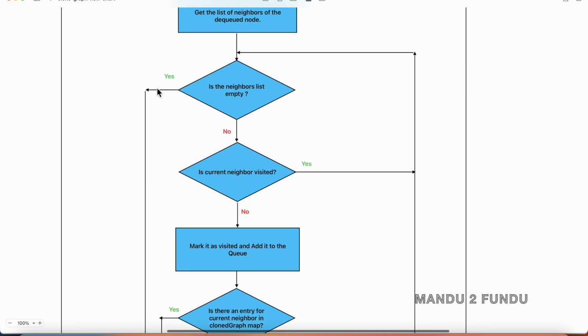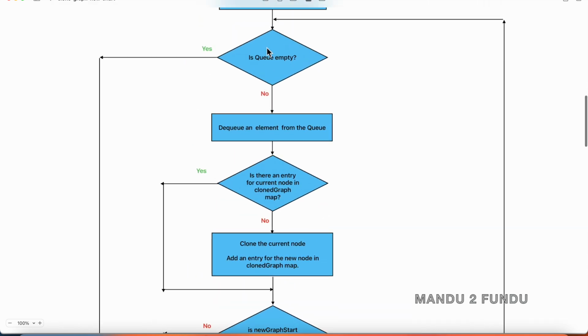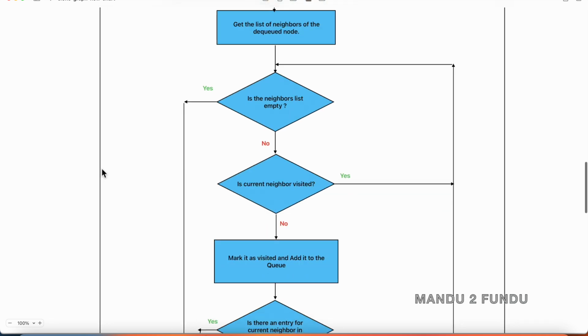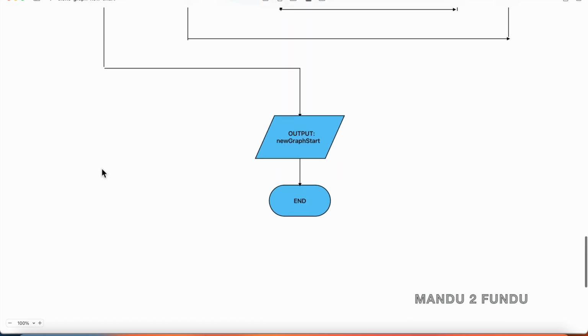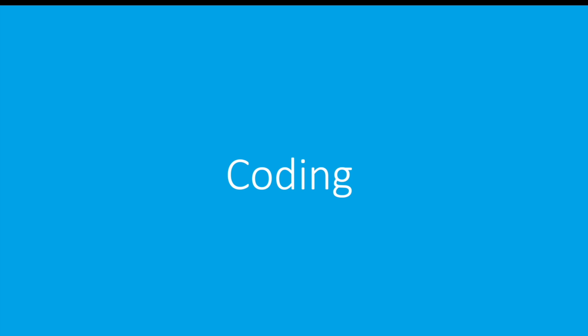Once all the neighbors are processed, then we come out and process the next element in the queue. Once the queue is empty, then we come out of this outer loop, and then we finally return the new graph start, which points to the first node of the cloned graph. Let's move on to coding.